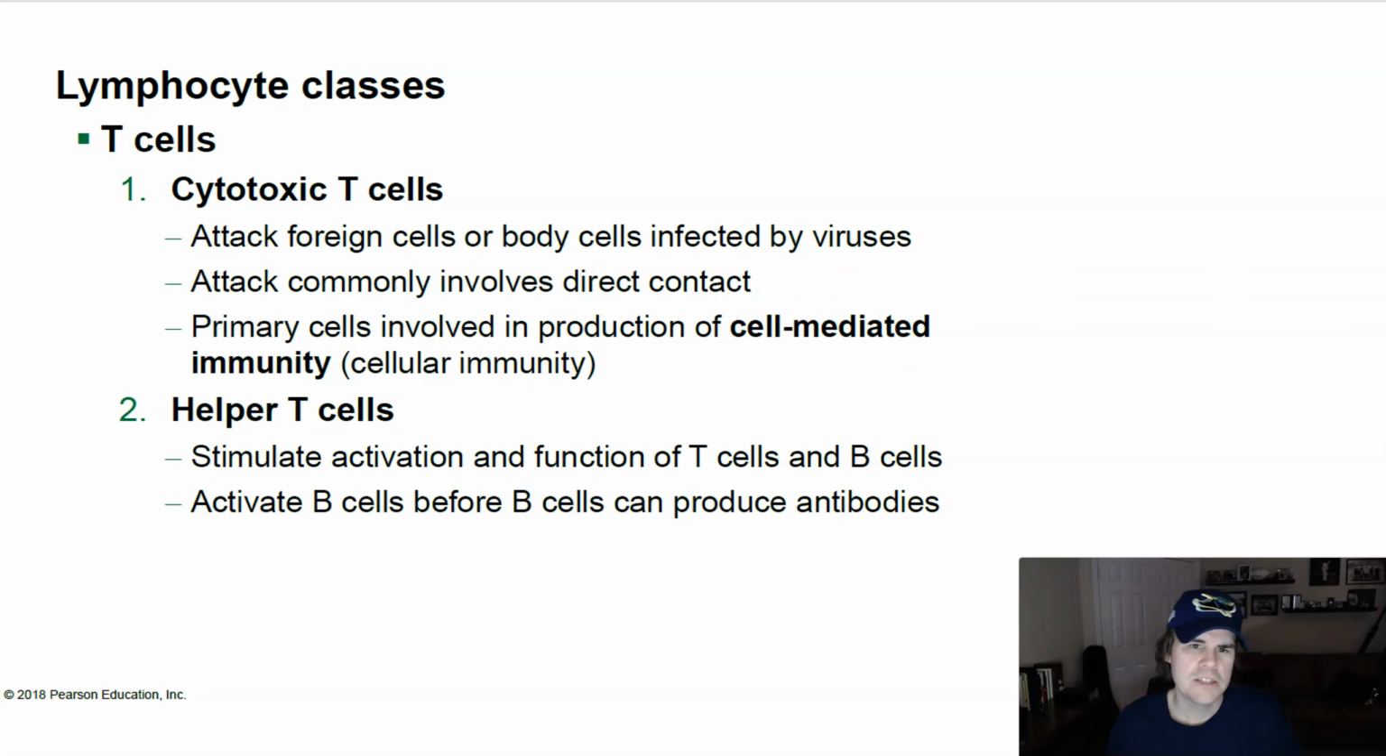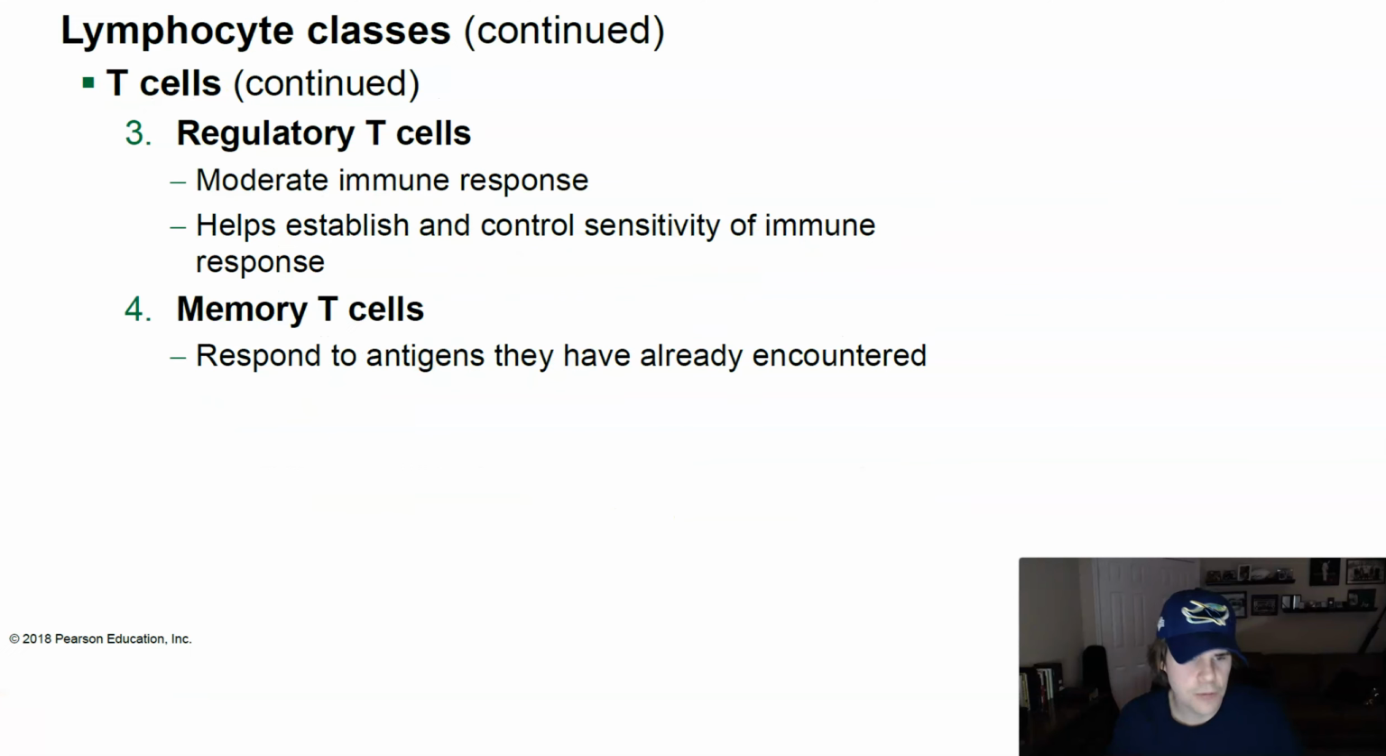There are different types of T cells. Cytotoxic T cells, which means toxic to a cell, attack foreign cells or body cells infected by viruses. So again, bad cells in our bodies need to die. Cytotoxic cells take care of that. Helper T cells stimulate activation and function of T cells and B cells. These cells go through a differentiation process and they have to be activated, and helper T cells do that. If B cells are producing antibodies, they have to become activated before they do that, and T cells help them. Regulatory T cells moderate the immune response, so they help establish and control sensitivity.